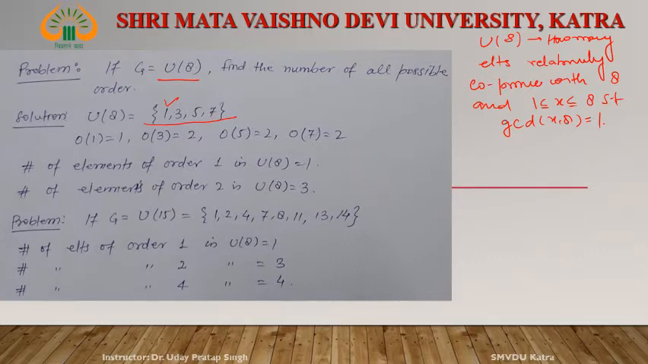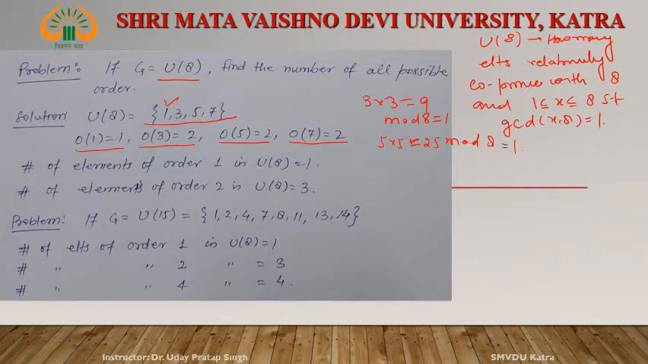The order of 1 is 1, the order of 3 is 2, the order of 5 is 2, and the order of 7 is 2, right? Why is the order of 3 equal to 2? Since 3 times 3 is equal to 9 and 9 modulo 8 is equal to 1. Similarly, 5 times 5 is equal to 25, modulo 8 is equal to 1, right? Then how many elements of order 1 are in U8? 1 element. And how many elements of order 2 in U8? That is 3 elements.